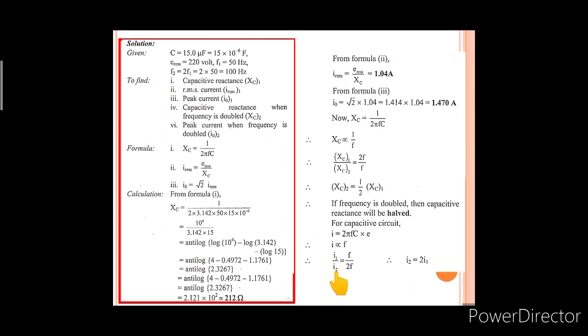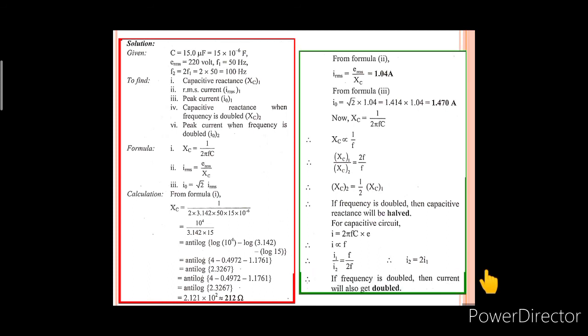So here we can write I1 upon I2 as f upon 2f. F gets cancelled, and the value of current I2 we get as 2 I1. That means if the frequency is doubled, then the current will also be doubled. So the capacitive reactance X2, when the frequency is doubled, will be half, and regarding the peak current, if the frequency is doubled, then the current also gets doubled.